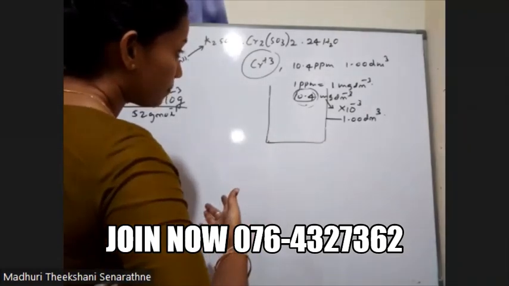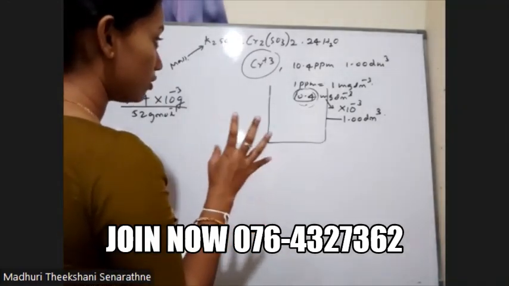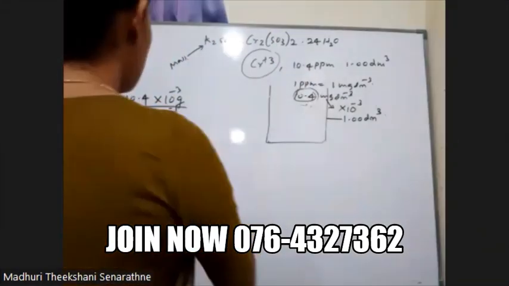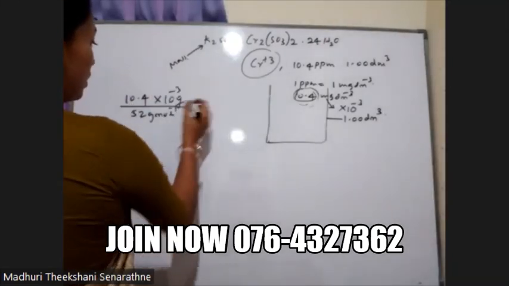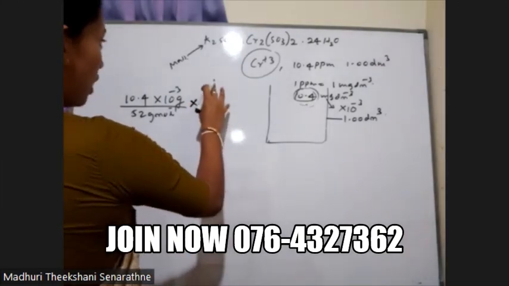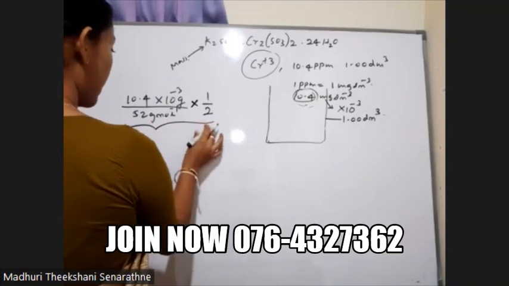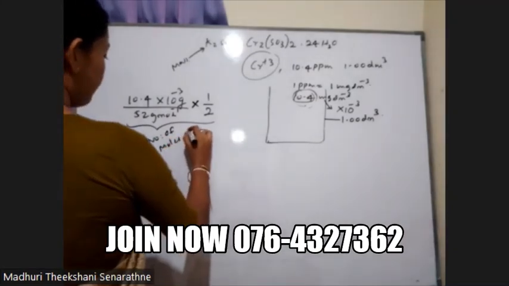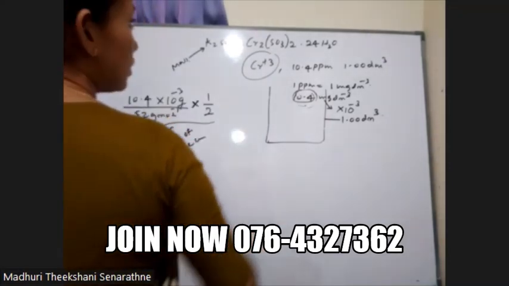That means for making 1 mole of chromium, half of the whole compound is enough. Therefore, the moles of the whole compound should be half of the moles of chromium 3+ ions. Now we have calculated the number of moles of the whole compound.